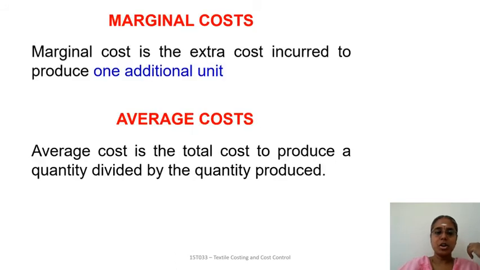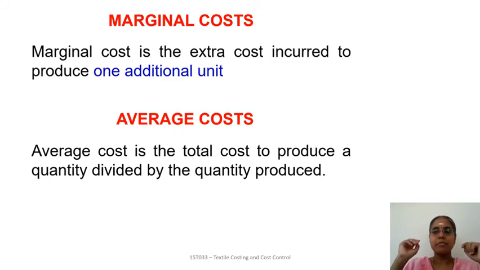Next is marginal cost. Marginal costs are important when you have to take a decision on whether to go for some extra product, and how much volume you can accept for an order. What is your capacity? Say you can produce 10,000 units.